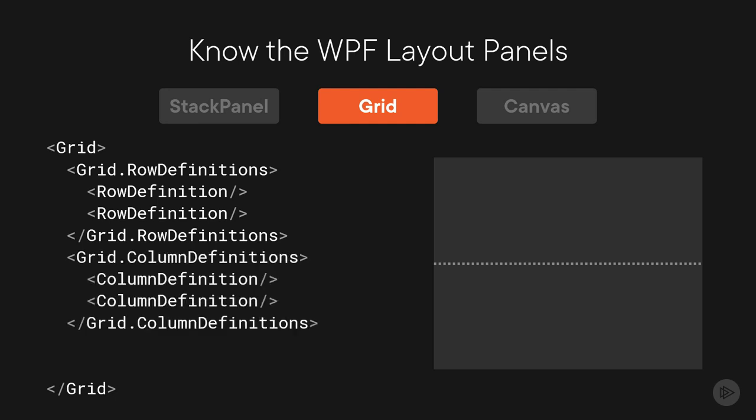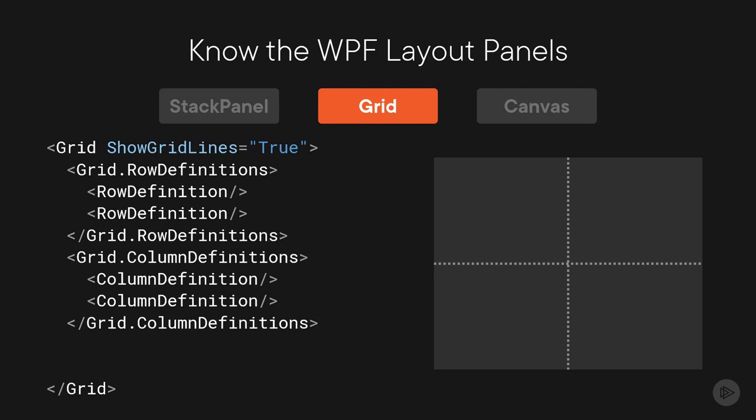Creating columns in the grid works the same way. You add ColumnDefinition objects to the grid's ColumnDefinitions property. In this case, the grid has now also two columns. Note that you can also see the lines that I draw here for the rows and columns in your running WPF application by setting the ShowGridLines property on your grid to true.